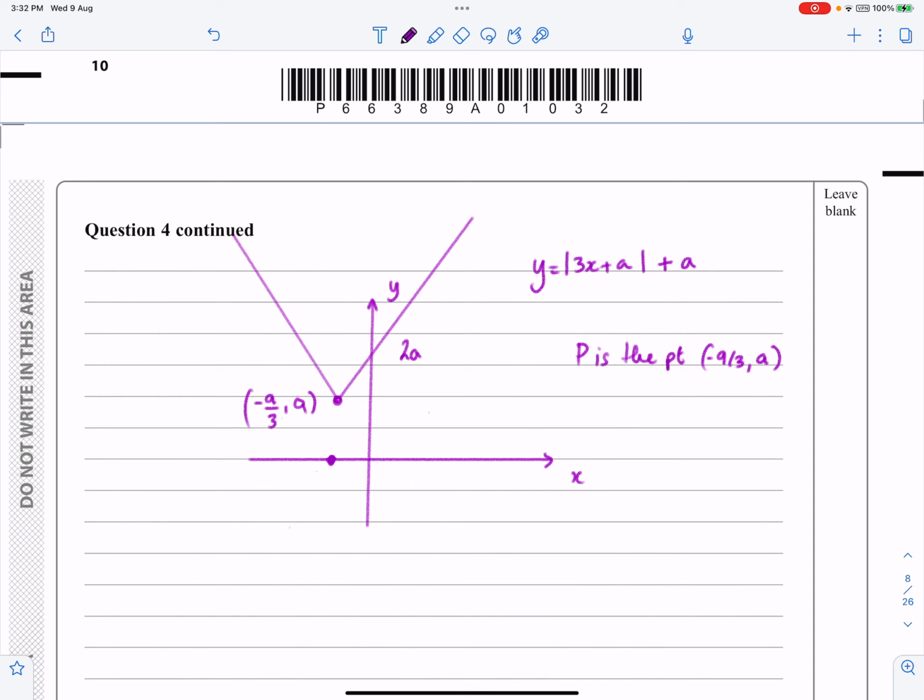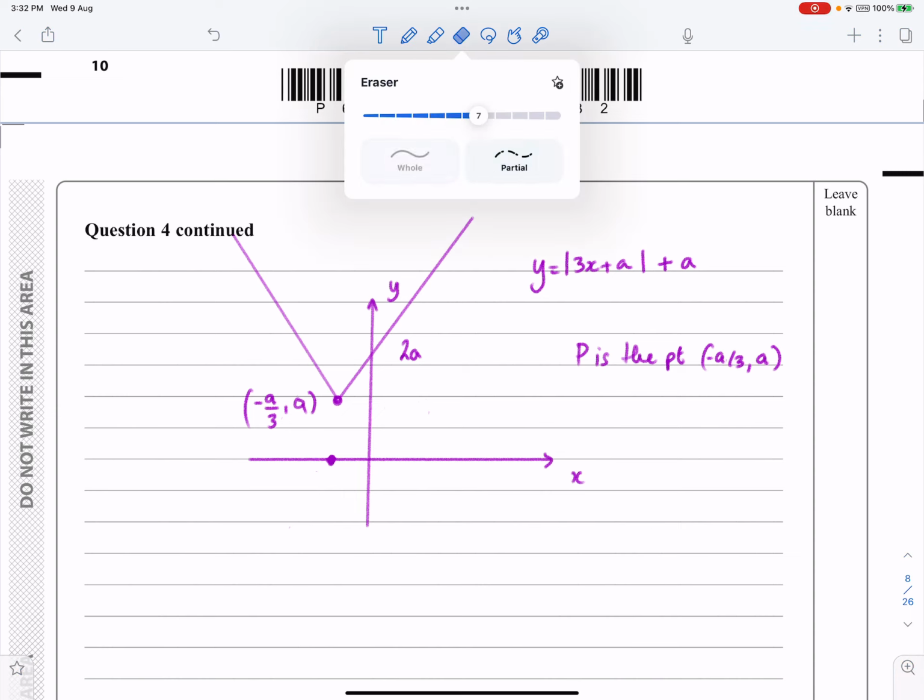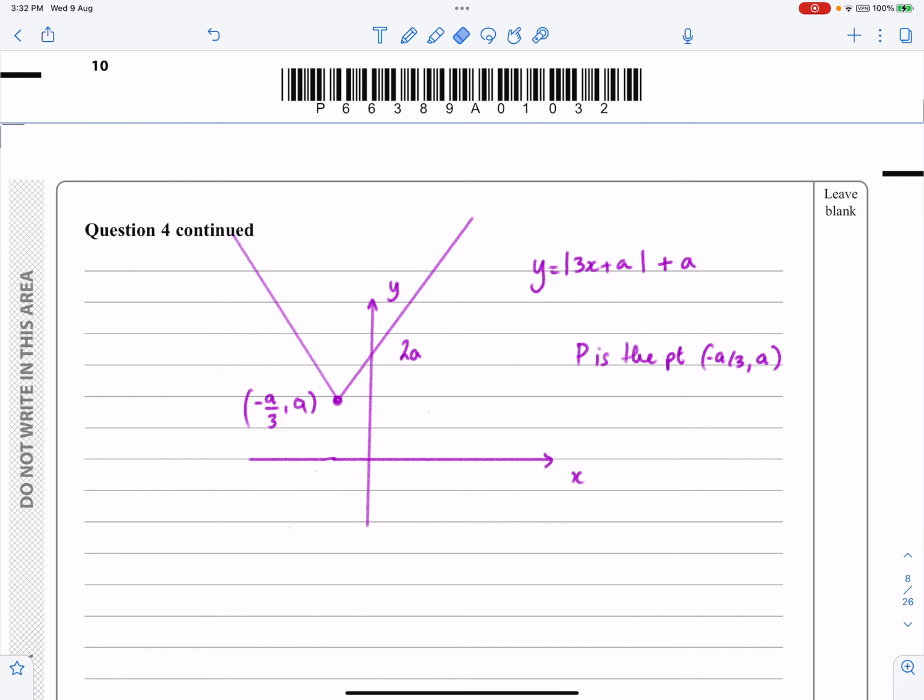Just make sure that's nice and clear. Handwriting's not brilliant there for that a here. Make sure that that's the letter a there rather than anything else. Okay, so that's the first part done.